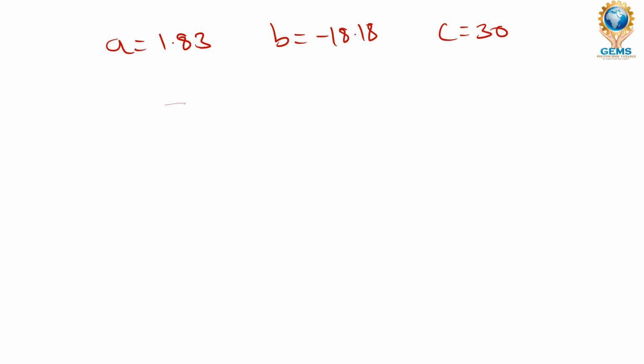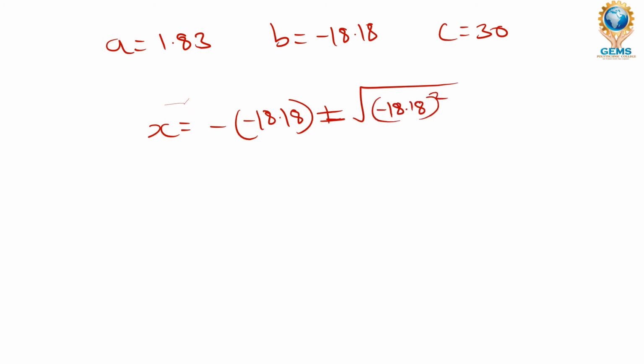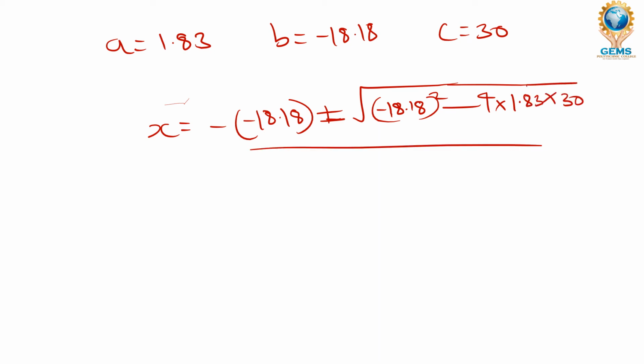Right, now we are going to substitute in the quadratic equation, x equals minus of minus 18.18 plus or minus root of minus 18.18 whole squared minus 4 into a into c, divided by 2 into a. Here the a value is 1.83 and our c value is 30, so 4 into a into c, and 2 into a is 2 into 1.83.